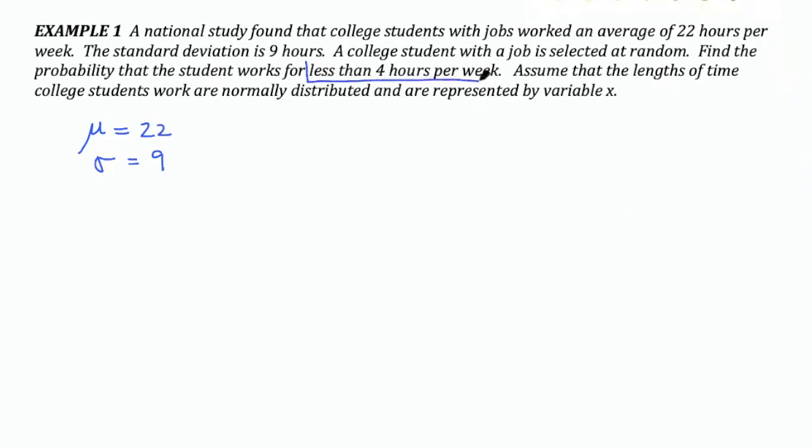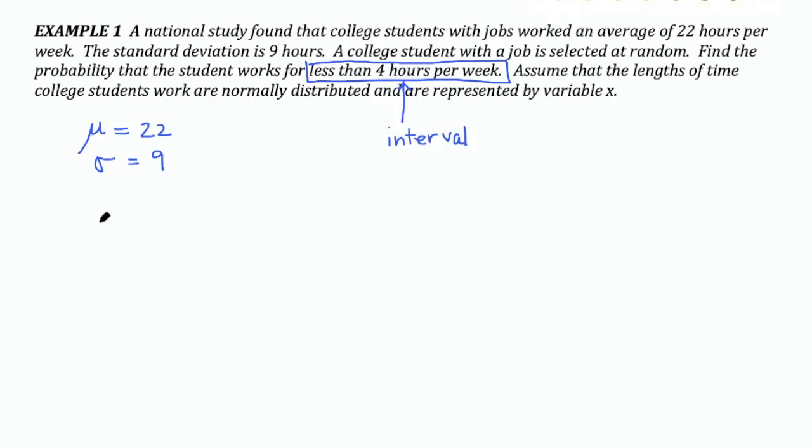Less than 4 hours per week is what we call the interval that we'll be looking for. It's an interval as opposed to a single number, because less than 4 hours could mean 4 hours, 3 hours, 2 hours, and so forth. So that is an interval as opposed to a single number. Assume that the lengths of time college students work are normally distributed, so that's telling you it's valid to apply properties of the normal curve here, and are represented by variable x.